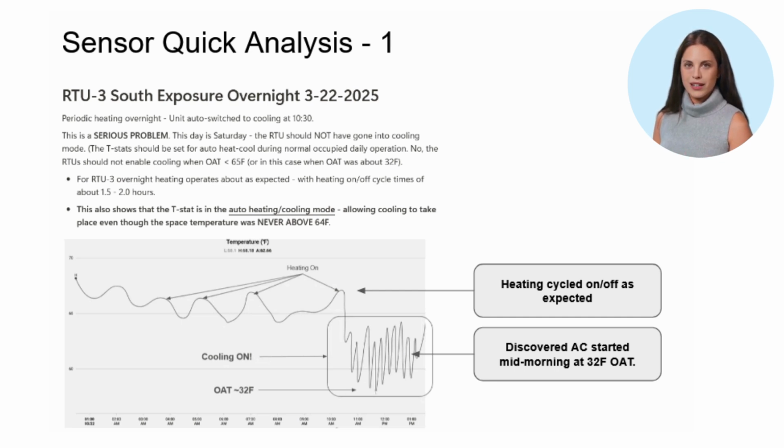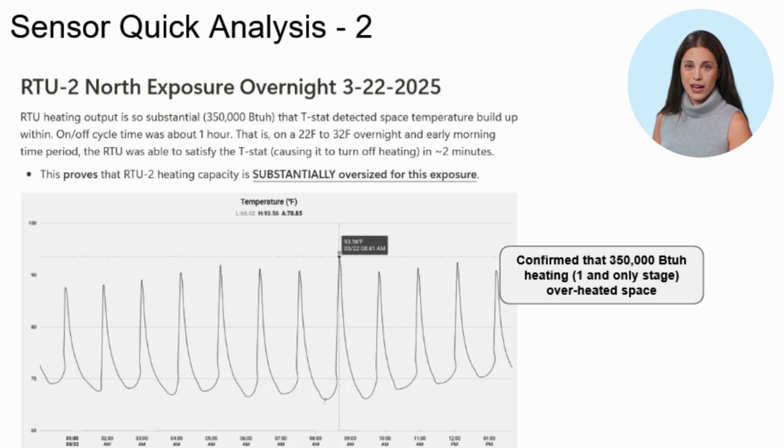Fahrenheit. Heating cycled on and off as expected, confirming seasonal transition behavior. Further analysis confirmed that the 350,000 BTU heating unit, the only active heating stage, resulted in unintentional space overheating. This suggests either a need for modulation, a control refinement, or disabling of several burners.